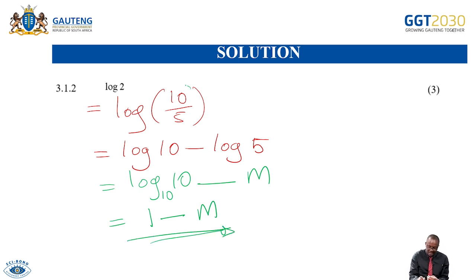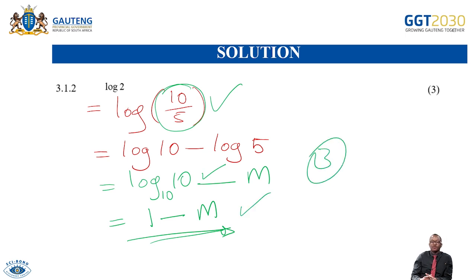So the trick here was these two numbers, 10 over 5. They make up 2. These are the things that you need to think about beyond the box. So that's how you do that. You will have your 1, your 2, and 3. 3 marks in your pocket.